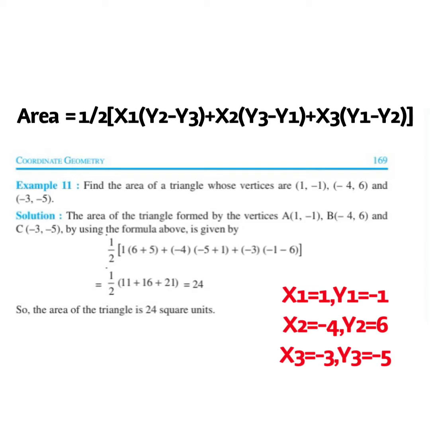area is equal to half into 1 into (6 plus 5) plus (minus 4) into (minus 5 plus 1) plus (minus 3) into (minus 1 minus 6). Now 6 plus 5 is 11, minus 5 plus 1 is minus 4, and minus 1 minus 6 is minus 7. So 1 into 11 is 11, minus 4 into minus 4 is plus 16, and minus 3 into minus 7 is plus 21. So we will get half into (11 plus 16 plus 21), which is equal to 48 by 2, that is equal to 24. So the area of the triangle is 24 square units.